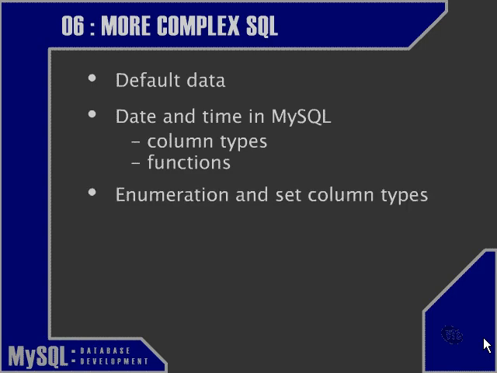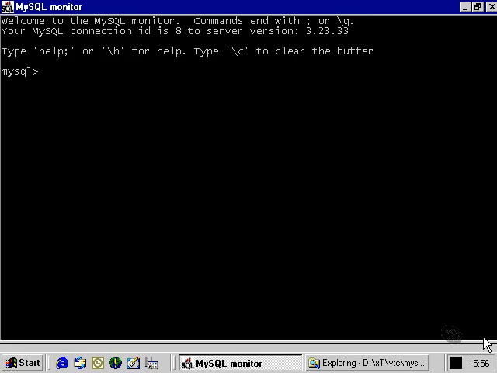Then we're going to look at the two column types we haven't seen before. That's the enumeration and set column types. We're going to look briefly at MySQL's handling of variables. We're going to examine transaction handling under MySQL and concurrency. But first of all, let's take a look at the use of default data in MySQL.